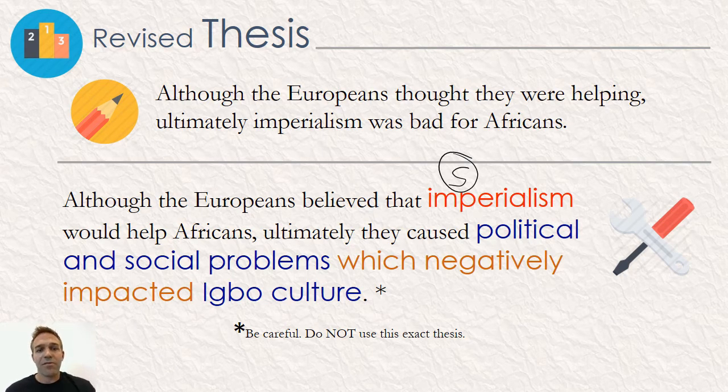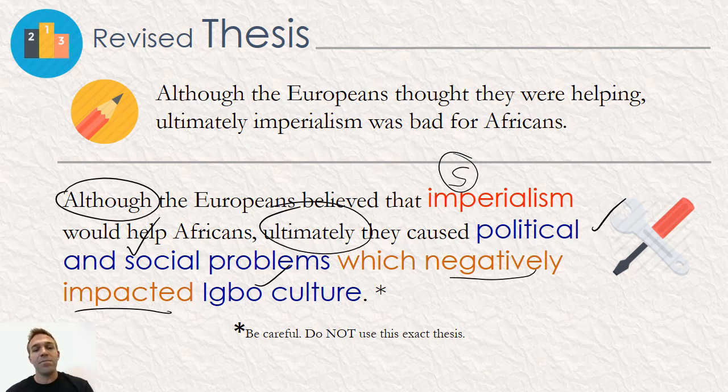There's our subject. It's in red. We also have very clear focus points, political and social problems. So we know now that the paper is going to talk about political and social problems caused by imperialism in Igbo culture. Finally, we know what we're going to be talking about by way of an argument because of words like negatively impacted. We have our argument, we have our subject, we have our focus, we have although, and ultimately, this is a pretty decent thesis.